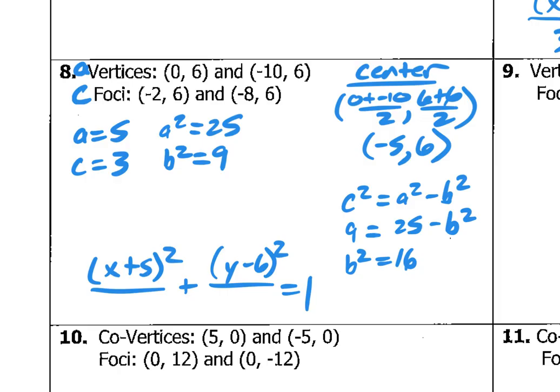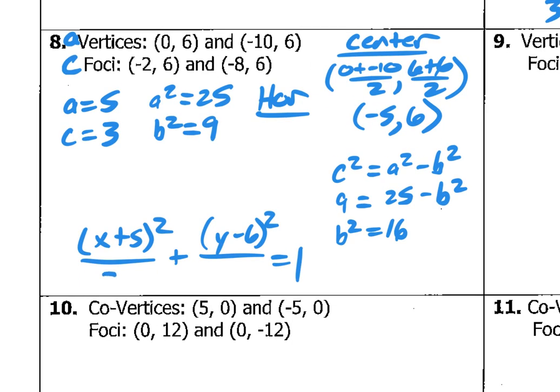Okay, the last thing we got to decide is what number goes where. The two numbers that we're going to use are 16 and 25. If I go from the center, -5, 6 to 0, 6, what direction am I moving? Horizontally or vertically? Horizontal, right? We're moving left and right because my x value is the one that's changing. So this is a horizontal ellipse, which means the bigger number goes underneath the x and the smaller number goes underneath the y.